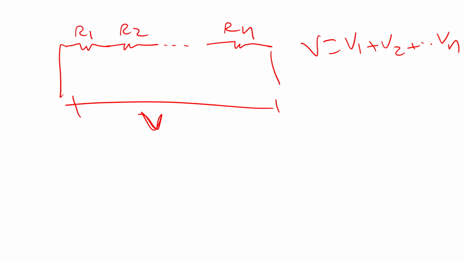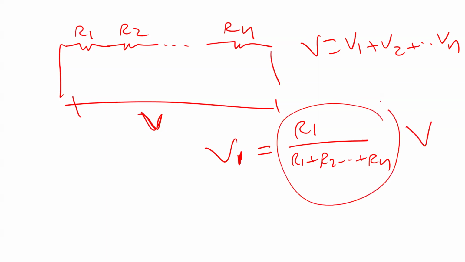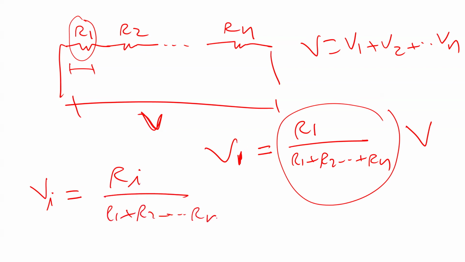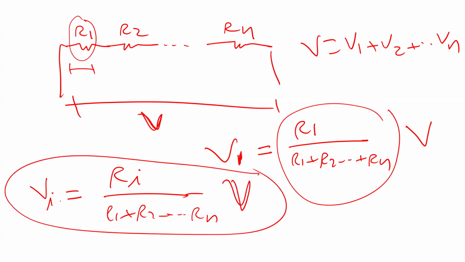But what is the formula now? Very easy. It's almost the same formula. V1 equals R1 divided by R1 plus R2 all the way until Rn, so you have to add everything together. So still ratio times V. Here the ratio is this resistance over the total, which gives you the ratio of the voltage that will be here. So in general, for any Vi, Vi equals Ri divided by R1 plus R2 all the way until Rn, times V, where i can be any number. Any questions?